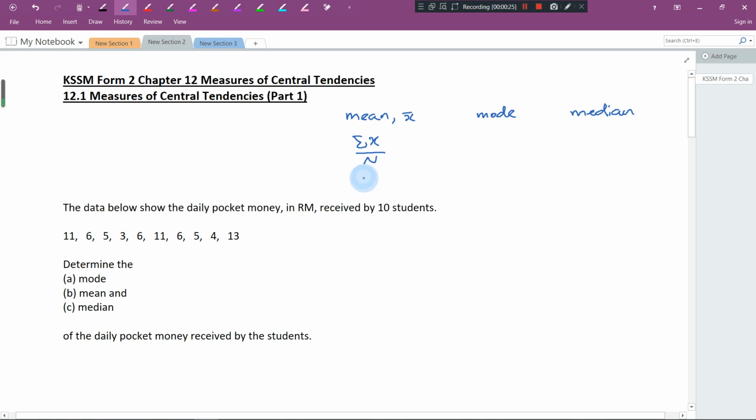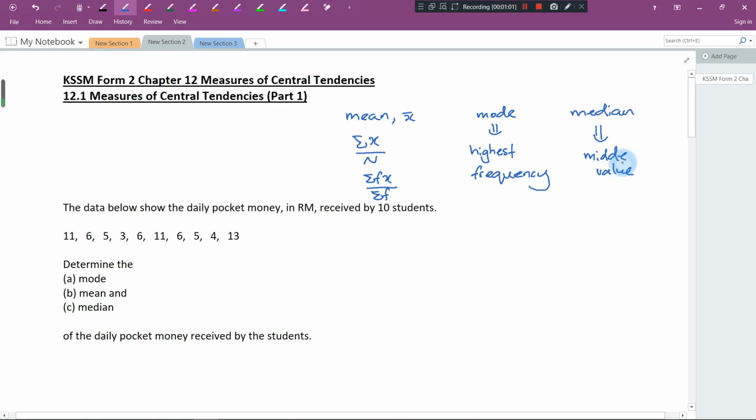Or if you are given a frequency table, we will use another formula. Sum of fx means that you take the frequency times the data, do the same thing for all, then you add up all together, divided by the total frequency. Okay, later I will show you some examples about this. Mode is the data which has the highest frequency, and median is the middle value.